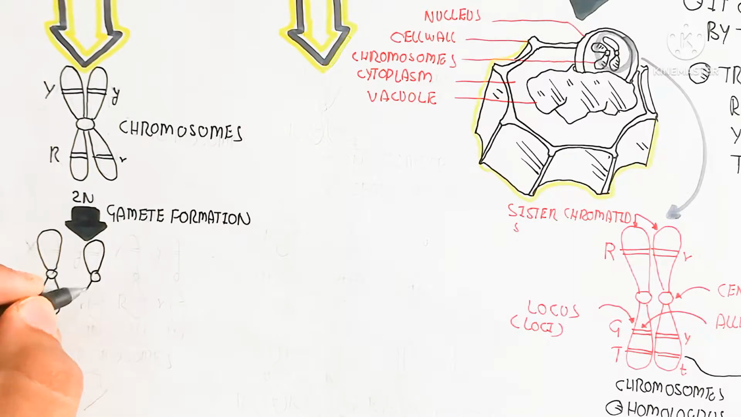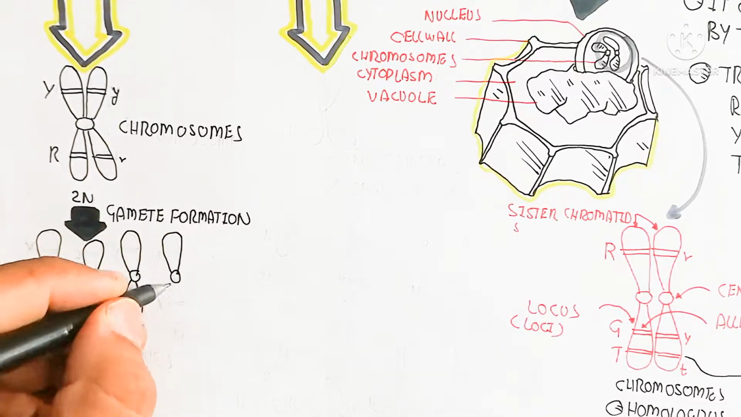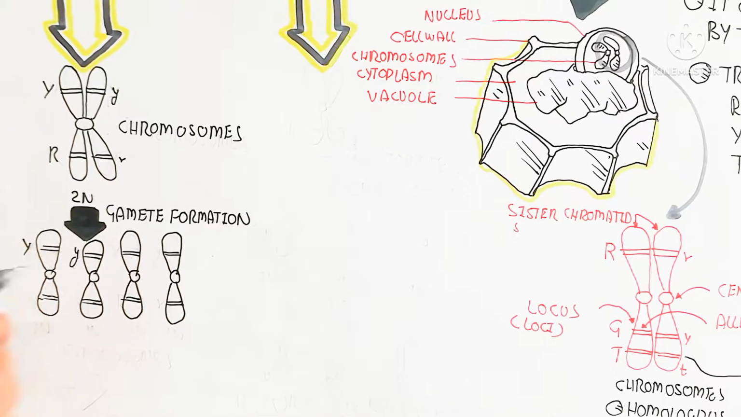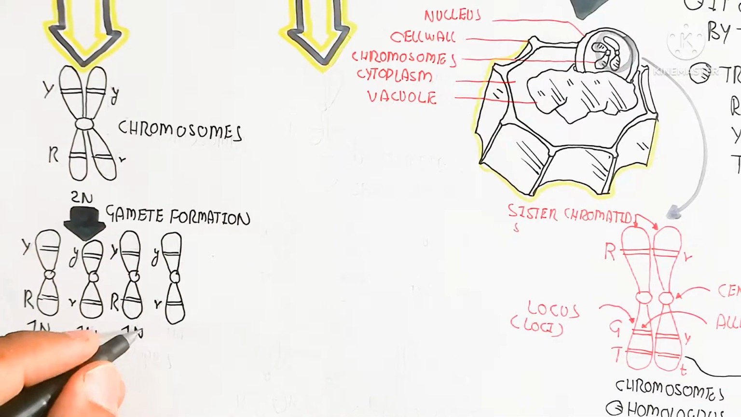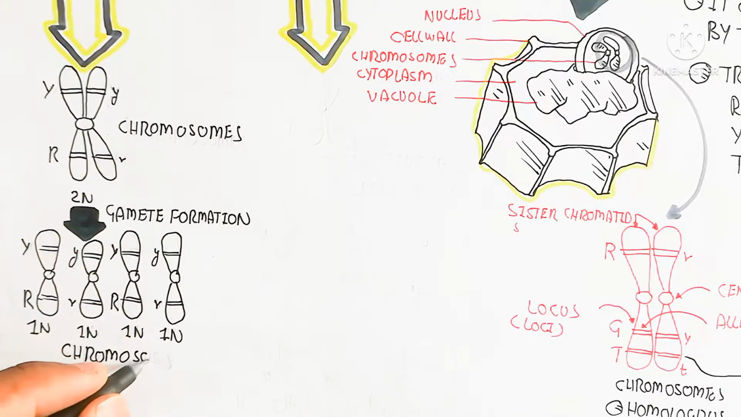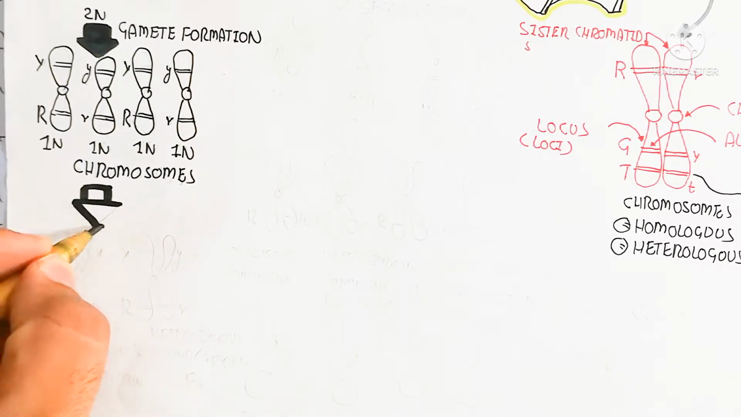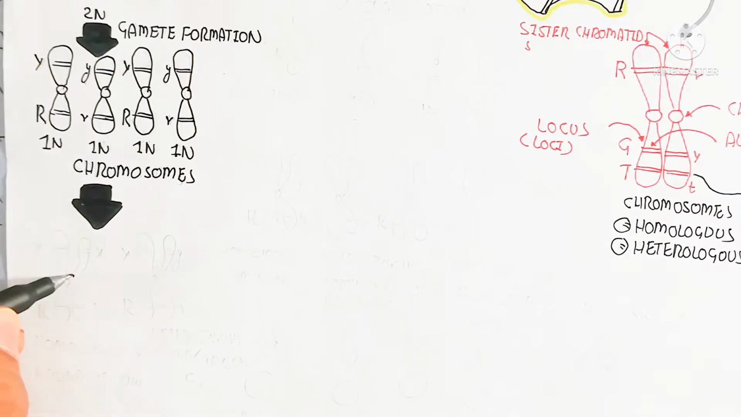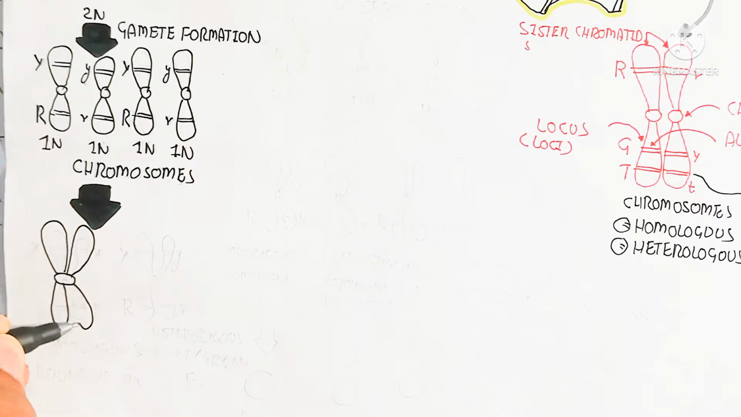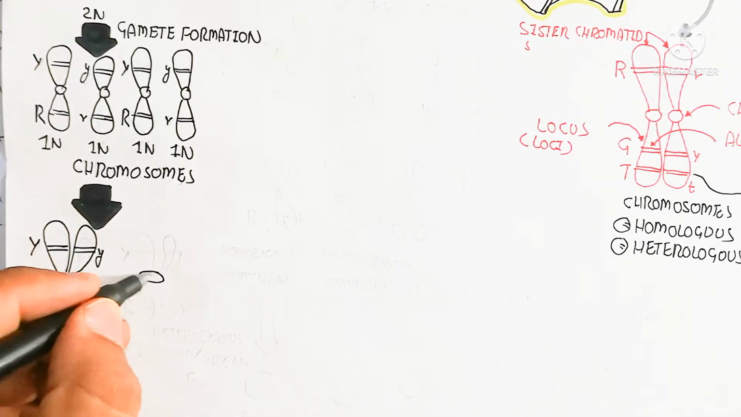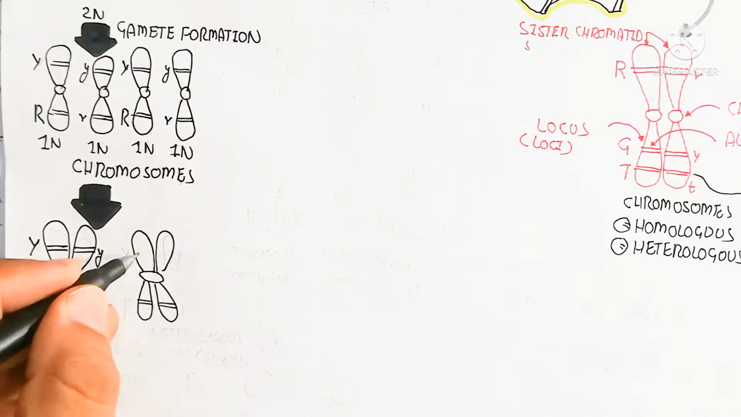So round is dominant, and yellow is dominant, Y, and round is dominant over wrinkle. If the Y gene and R gene are present, then yellow and round will be produced, not wrinkle and green. So this is the gamete formation. During gamete formation, haploid gametes are produced, and these will segregate independently. After this segregation, the chromosomes will again unite during fertilization to produce different traits.